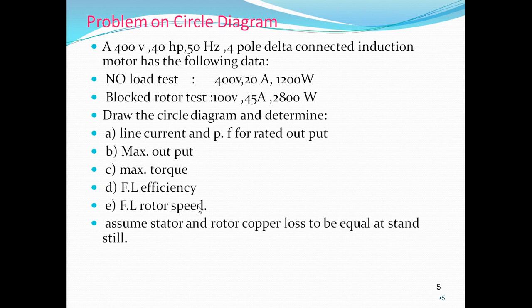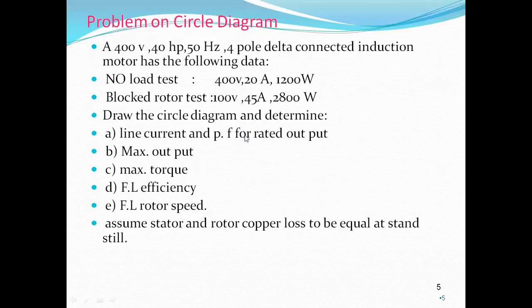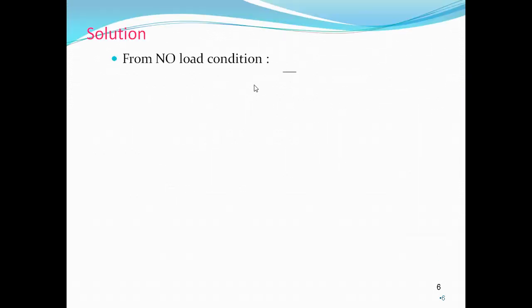In this case, first we have to draw the circle diagram, and after that we have to calculate all these parameters. Before drawing the circle diagram, we have to take the values of the no load and blocked rotor tests. So first write the given data for the no load test.